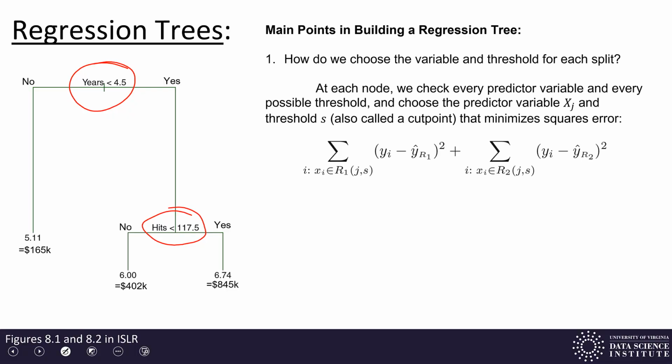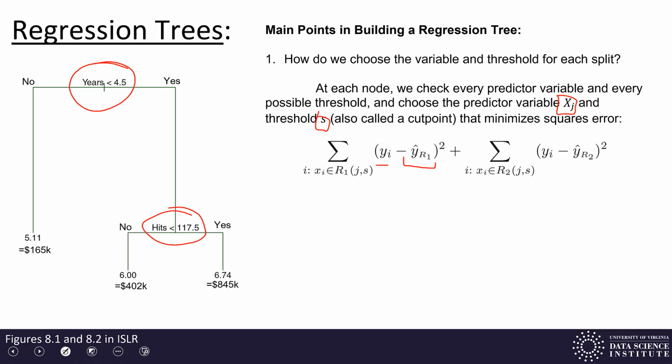So here's what we do. At each node, you look at each predictor variable, and you check every possible threshold, and you choose the predictor variable xj and the threshold, which we call s, also called a cut point, that minimizes this squared error. The way this formula works, this is the predicted value for region 1, going down the left-hand branch, say, and this is the actual value for y.